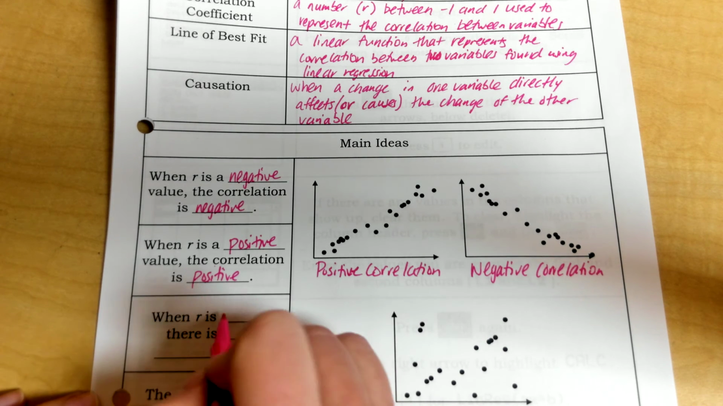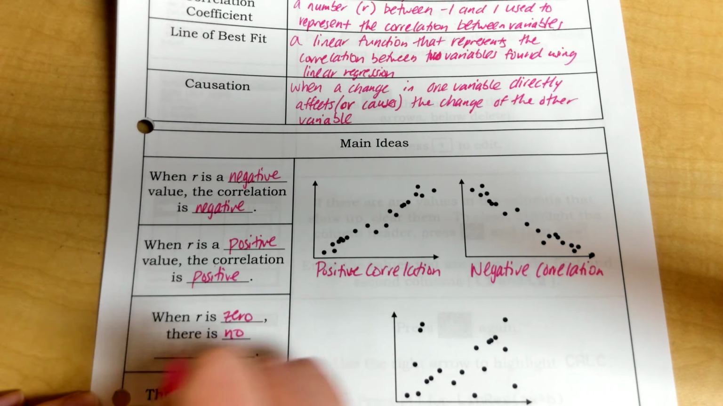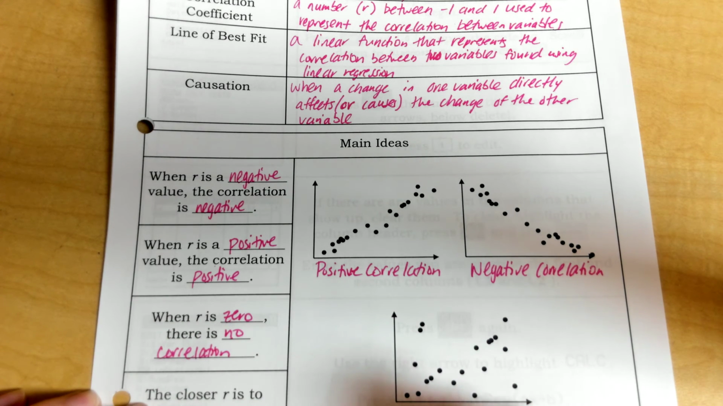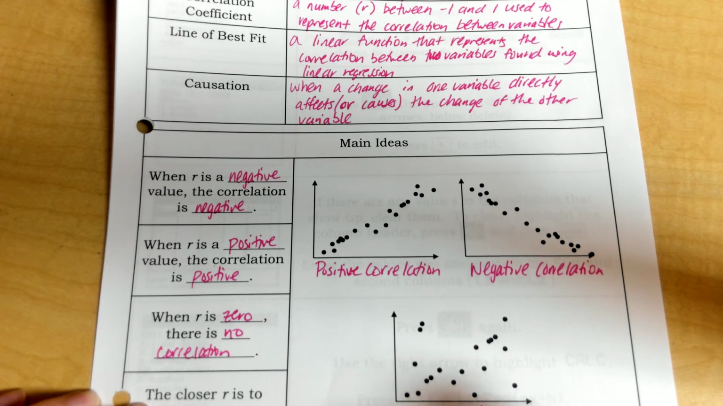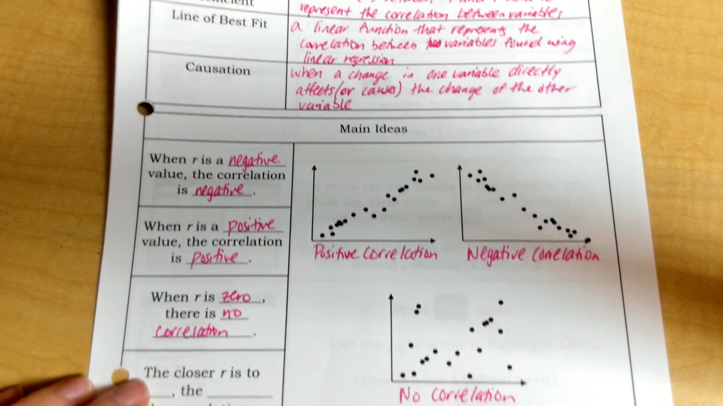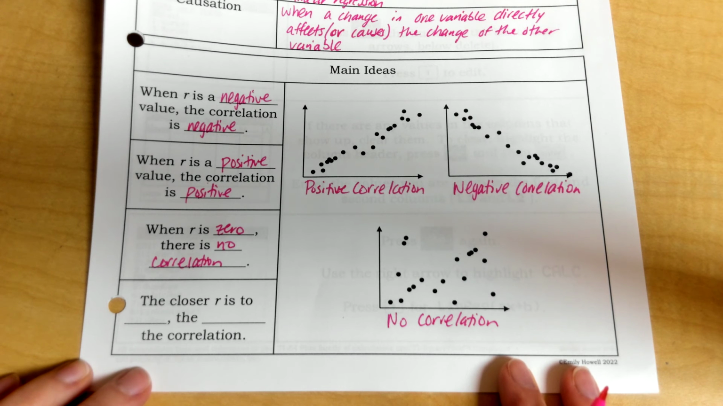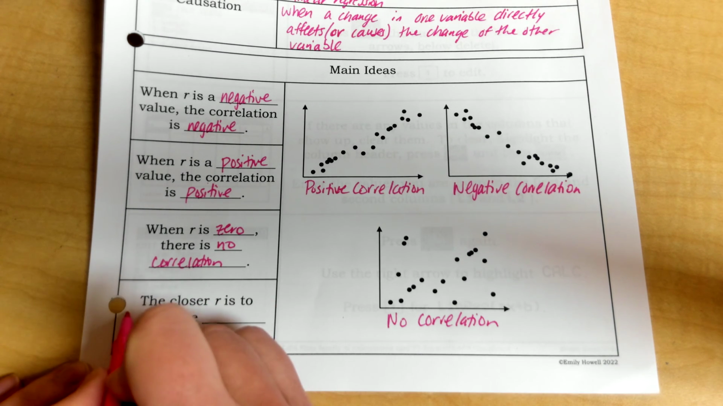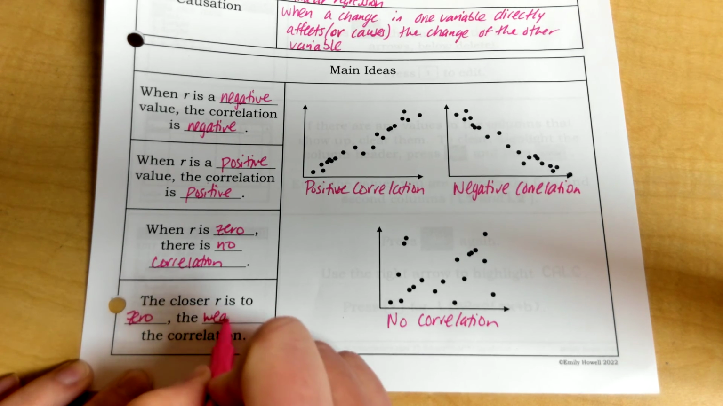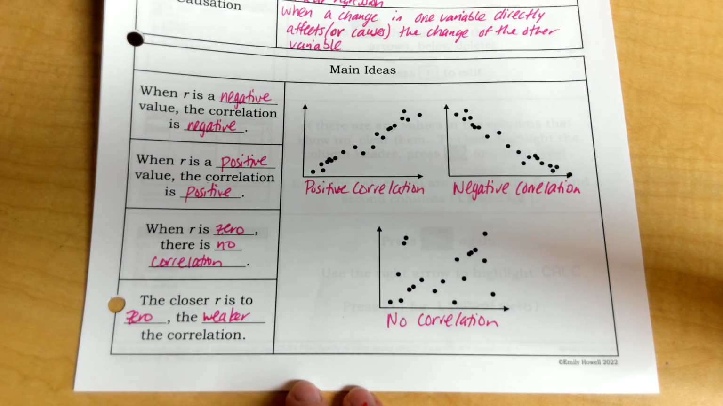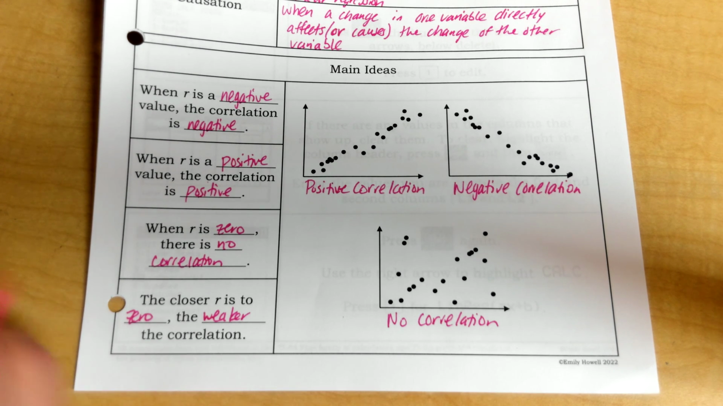Okay. And when R is 0, there is no correlation. So this is an example of no correlation, where there isn't really a direction that we're moving, up or down. No correlation. Alright, and then the last little main idea here is that the closer the R, that correlation coefficient, is to 0, the weaker the correlation. So if it's further out towards -1 or +1, it's going to be a stronger correlation, but if it's closer to 0, it's going to be a weaker correlation.